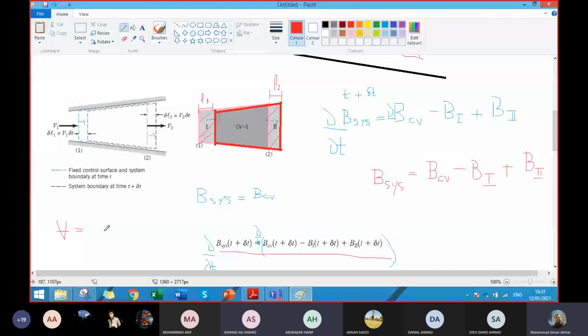Density, mass over density, not that, area into length, right? Yes, sir. This area would be the cross-sectional area of the control volume boundary. So this is the control volume, and A would be this cross-sectional area, into the page, just like this. And L would be the change in this distance, and we know that distance is velocity into time. Clear? So volume would be area into velocity into time. Is it clear?